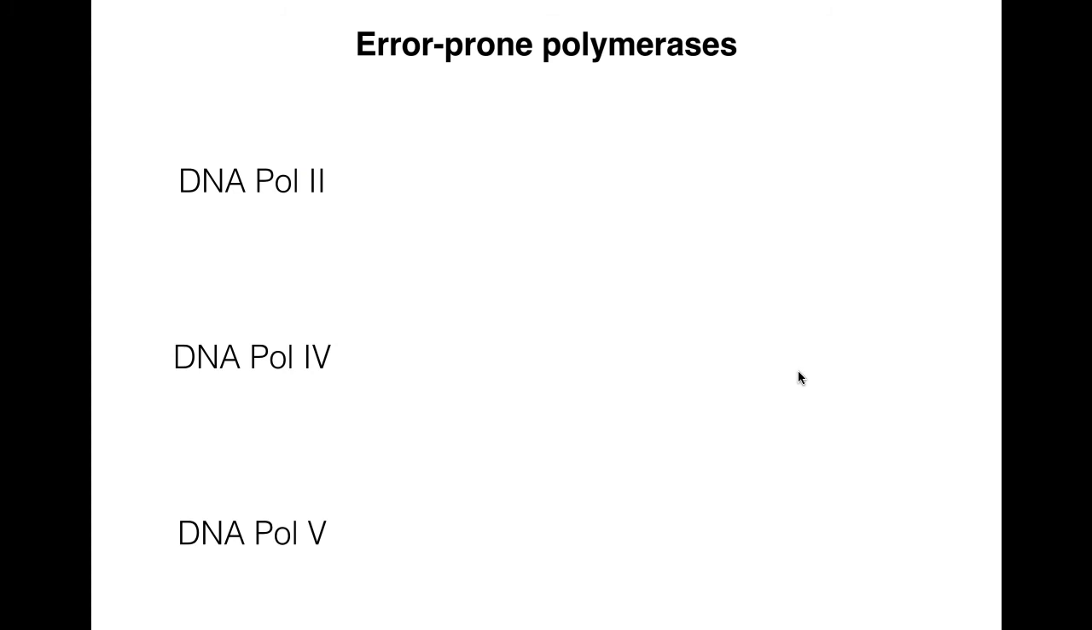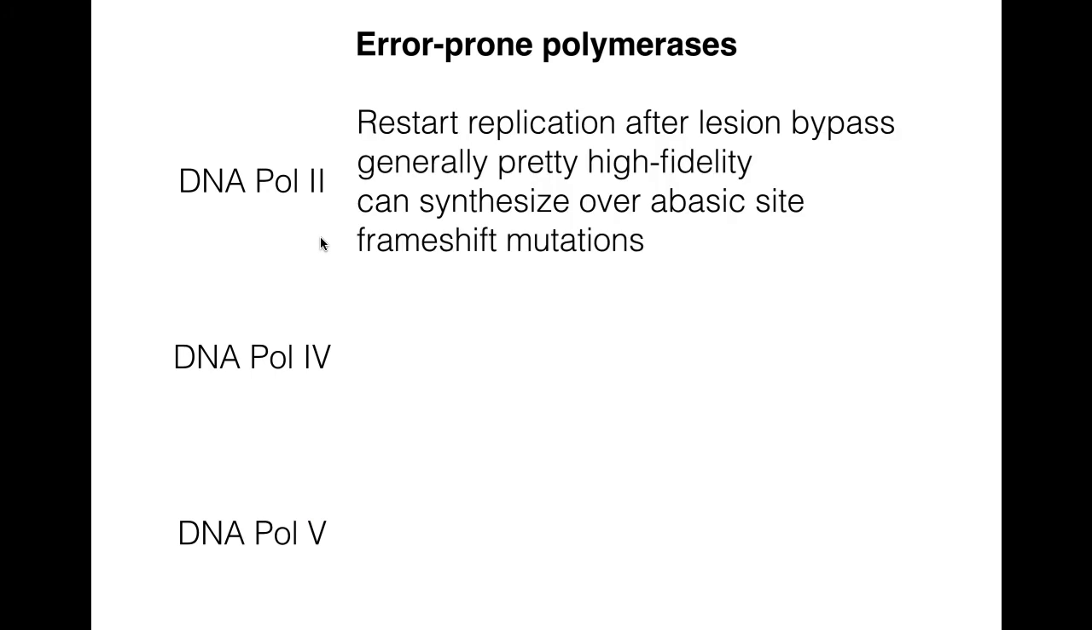And the error-prone polymerases, so we've got DNA polymerase 2, polymerase 4, and polymerase 5. DNA polymerase 2 plays an important role because it restarts replication after a lesion has been bypassed. Generally speaking, it's pretty high fidelity, but it can synthesize over an abasic site or other potential mutation sites. It does introduce frame shift mutations, and so it is definitely error-prone. It's funny to think about something that's generally pretty high fidelity as error-prone, but it can go over the abasic sites and induce frame shift mutations.